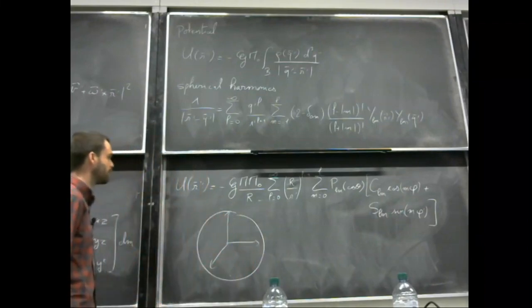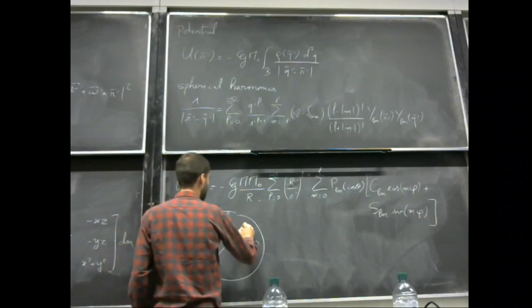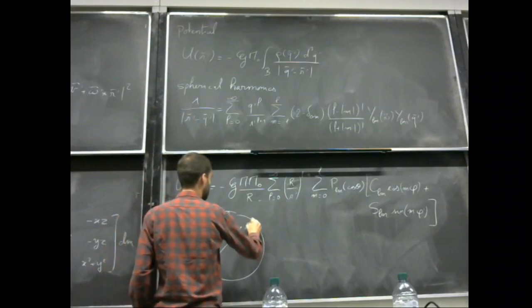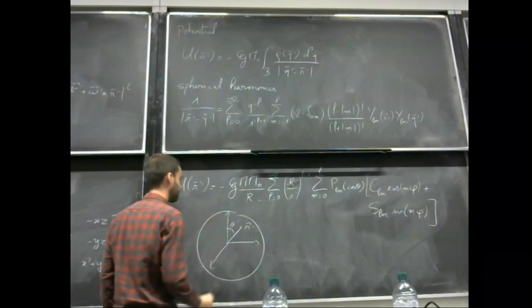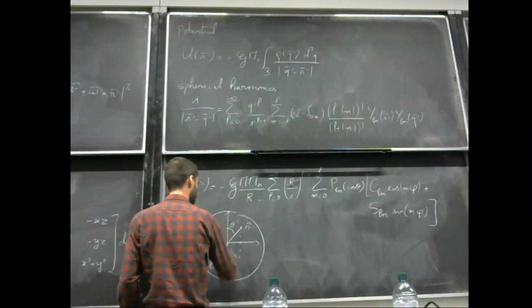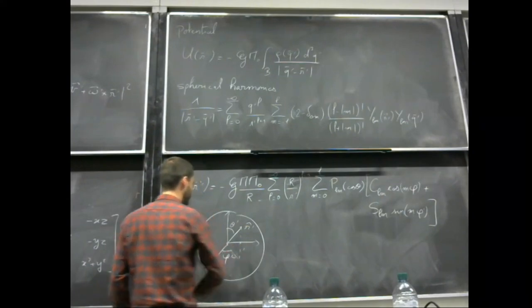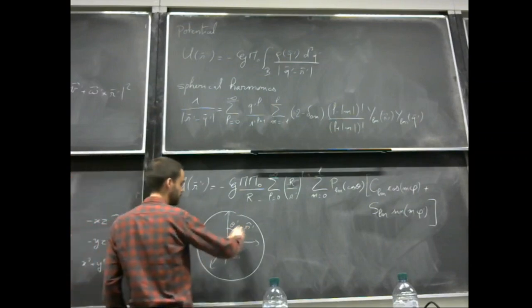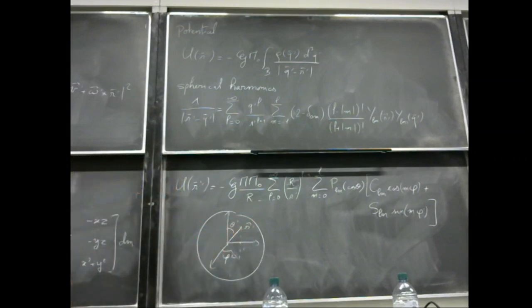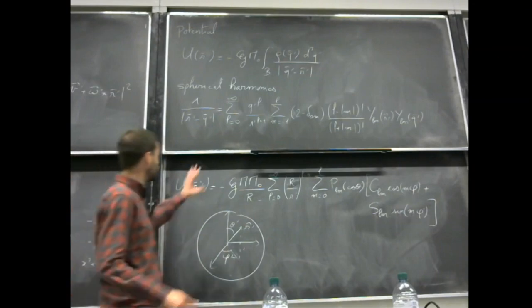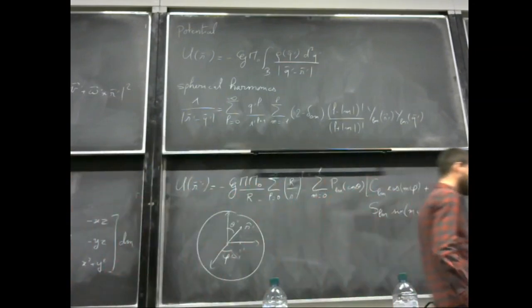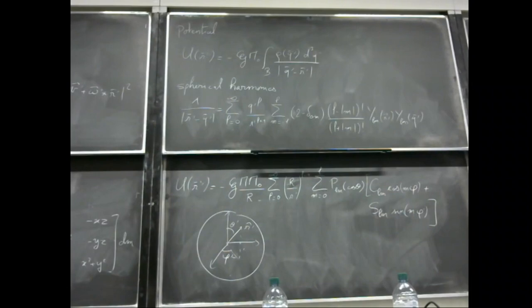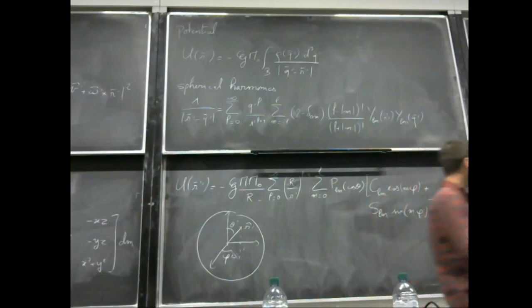Spherical coordinates of r prime. So if this is r prime, we define theta prime from there, and phi prime is this angle, and r prime is the length of the vector. And so it's usual to write the potential in terms of these spherical coordinates, but it's not very good to use spherical coordinates because they are singular sometimes, and we don't want to integrate angles.